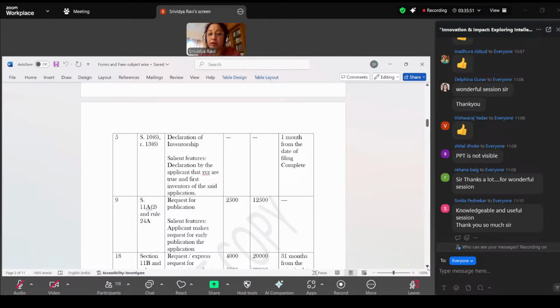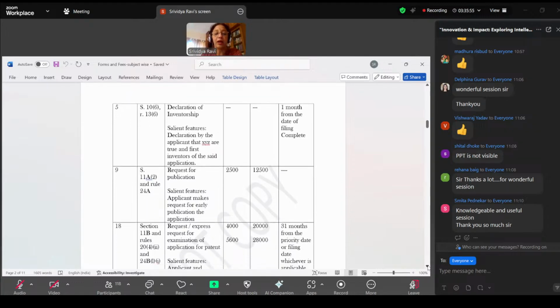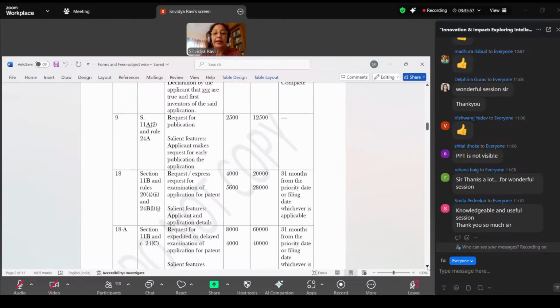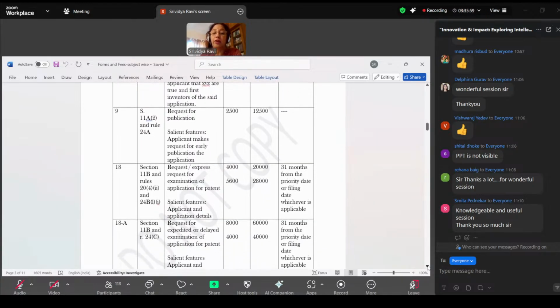And then there is Form 9, which is a request for publication. Suppose you want it before the 18 months, then you have to request through Form 9. Now, Form 18 is for requesting early examination. 18 is basically requesting for examination. Once the patent is published, you have to request for examination. The patent examiner will not automatically start examining your patent unless you request for examination. It will not be examined.